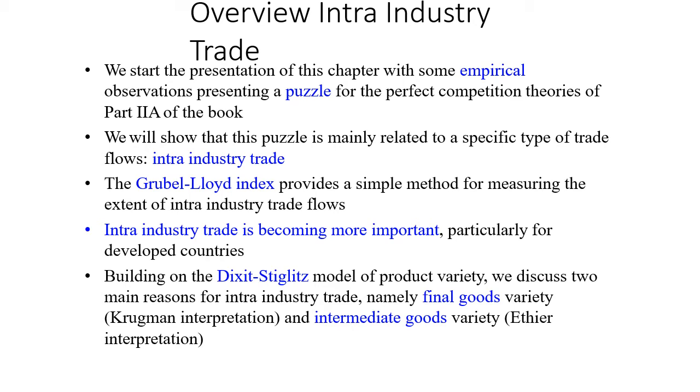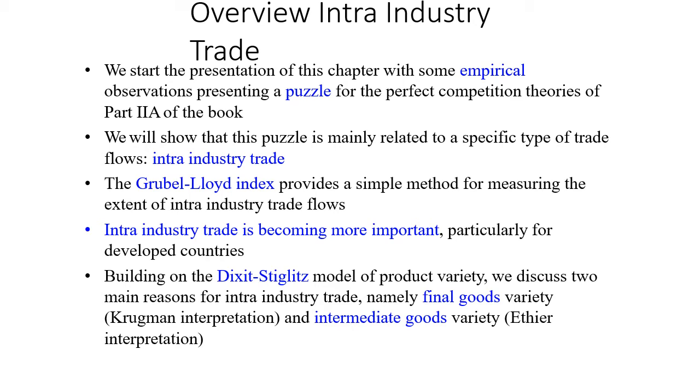And then finally, we're going to look at the Dixit-Stiglitz model, which is incorporating the idea of inter-industry trade with a variety of products, and then link it to inter-industry trade and then talk about the final goods that come from the Krugman interpretation and then look at the intermediate goods from the ECO interpretation.